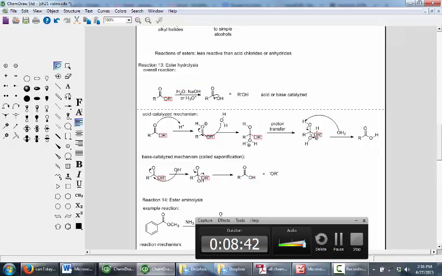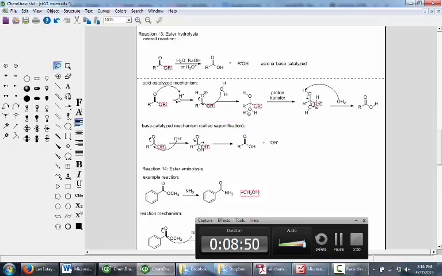They can undergo hydrolysis to the corresponding acids, either under acid catalysis or under base catalyzed conditions. The acid catalyzed mechanism is pretty straightforward. Here I take a carbonyl, it finds a proton, it gets protonated. That's my first step. The water will come and do nucleophilic attack, form this tetrahedral intermediate.